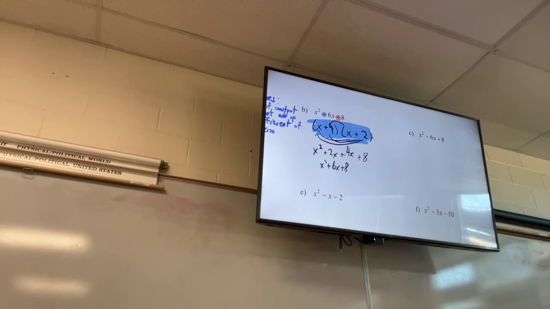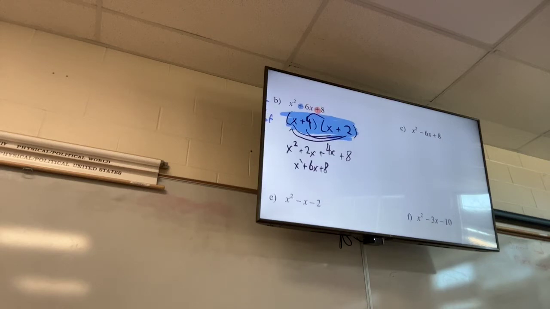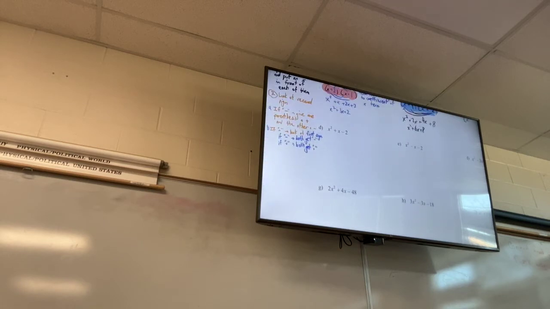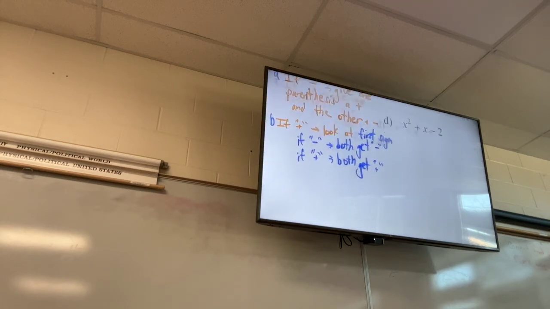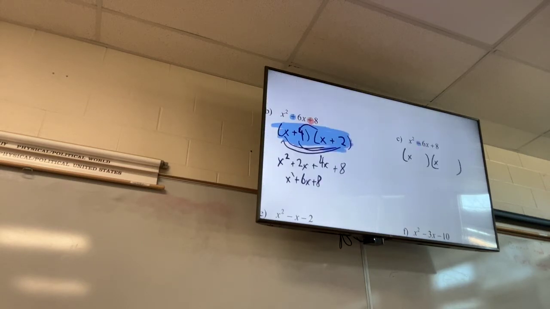What do we do first? Find the GCF. Any GCFs? No. All right, what do we do now? The last sign's positive, so yes, your two pairs of parentheses right next. The last sign's positive, so we look at what? The first sign. What do we do if the first sign's negative? They both get negatives. Yep. Full flow charts. Good job.